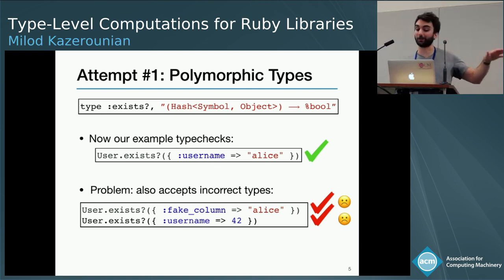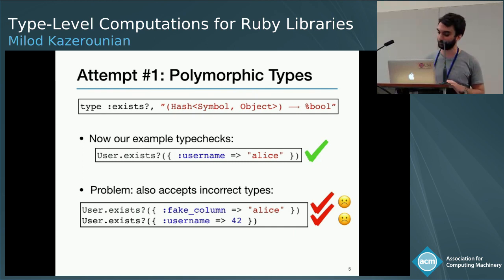So for example, we could look up a non-existent column called fake column, or we could look up the username 42, even though username expects a string. Both of these queries are errors. Neither of them would be caught by this type.